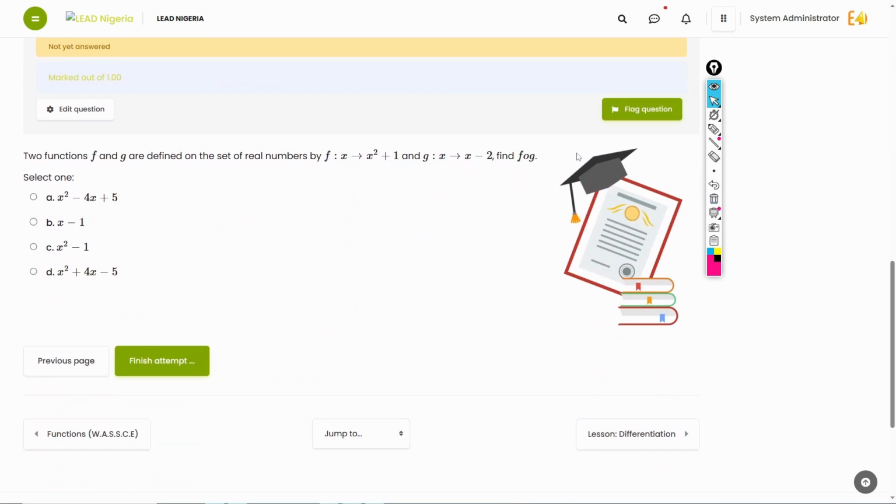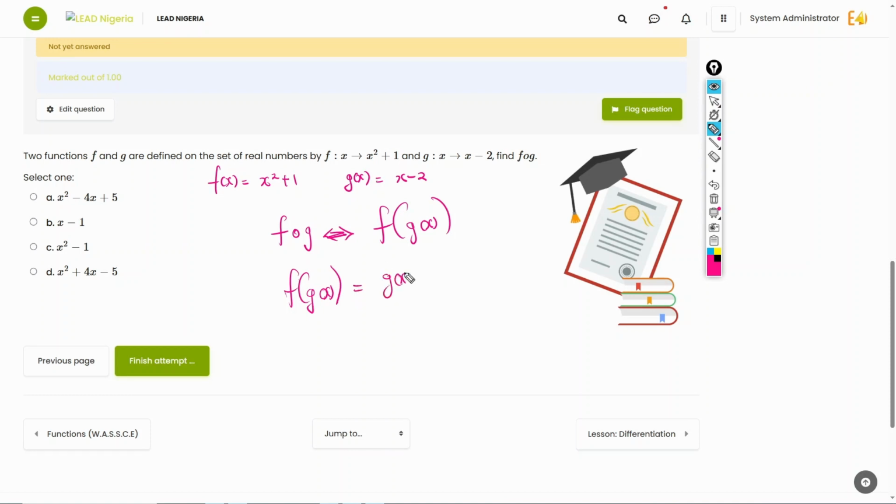Okay, the final question, brilliant. All right, find f of g. Okay, so let's do this. We have f of x as x squared plus 1, and g of x as x minus 2. So f of g is basically f of g of x, right? That means we're going to be using f of x primarily, but in place of x, we'll put g of x. So f of g of x would be g of x squared plus 1.